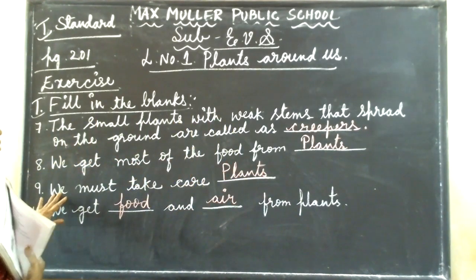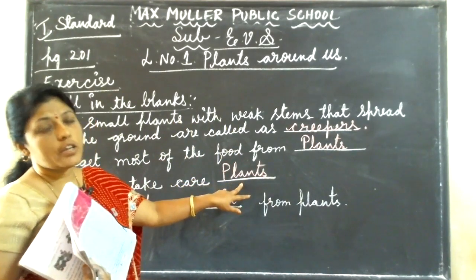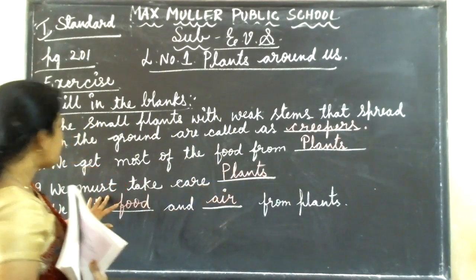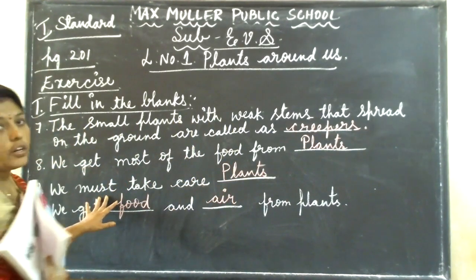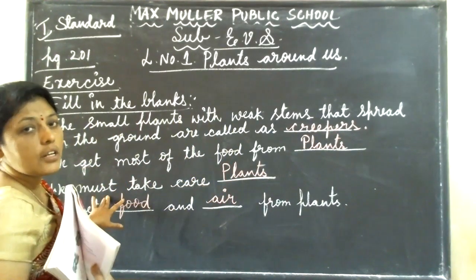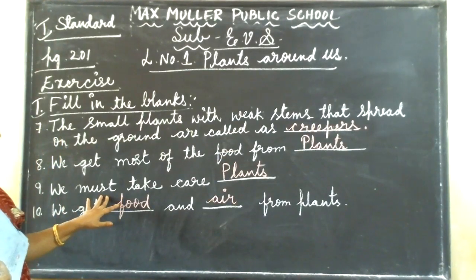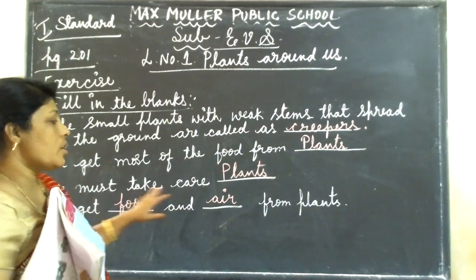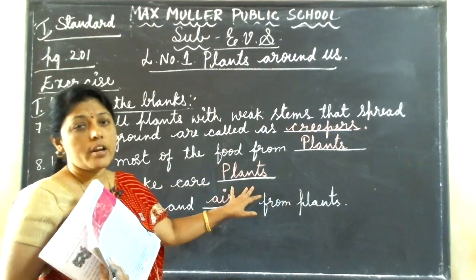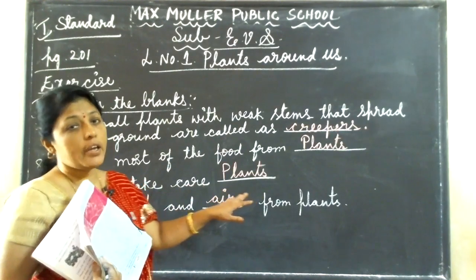So the 9th one, we must take care of plants. These plants are nature's gift, okay? Don't spoil them unnecessarily. Don't pluck the leaves, don't pluck the plant, and don't pluck the flowers unnecessarily. From time to time we have to pour water to plants and take care of them, isn't it, children? So plant more plants, okay?